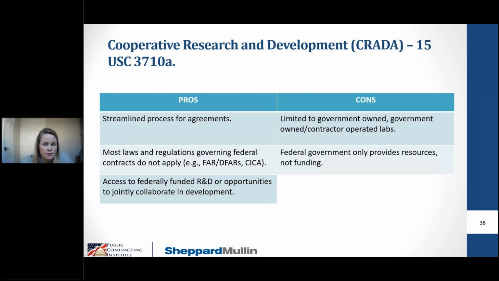Similar to OTAs, you have a streamlined process here because there really aren't any competition requirements. Again, greater flexibility in negotiating because most of your standard contract laws do not apply. And it gives you access to government R&D and labs to help you commercialize and develop your research. Cons: it's limited to federal labs, and while you might be receiving resources, you're not going to actually be receiving any funding. And not included here, but again, it's another IP risk. If you're sharing any research or IP with the government, be sure that you're carefully negotiating those data rights and IP protections to protect your IP and inventions and not give the government unlimited rights.